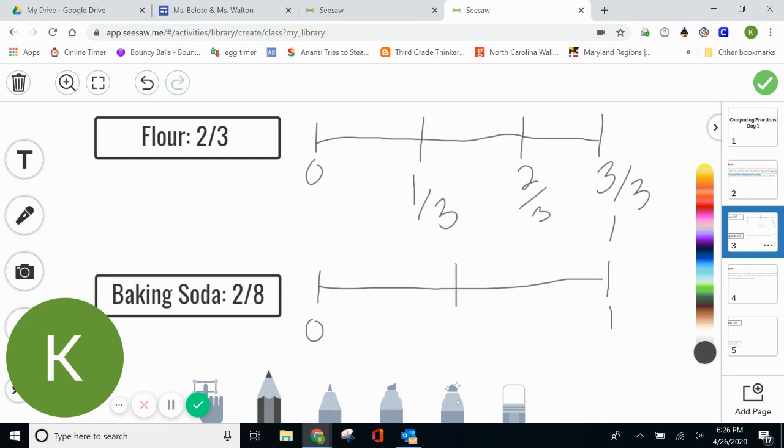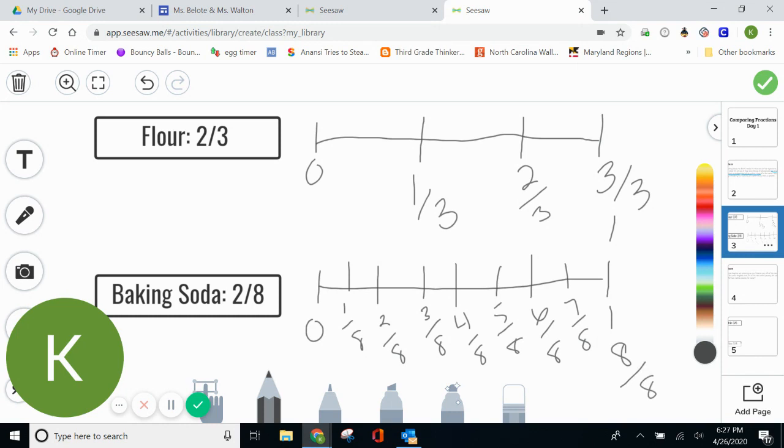To start, I'm going to cut my number line in half, then going to cut my halves in half. I know that's going to give me fourths. And finally, I'm going to cut my fourths in half to get eighths. So now I know I have 1/8, 2/8, 3/8, 4/8, 5/8, 6/8, 7/8, and finally 1 whole is the same as 8/8.